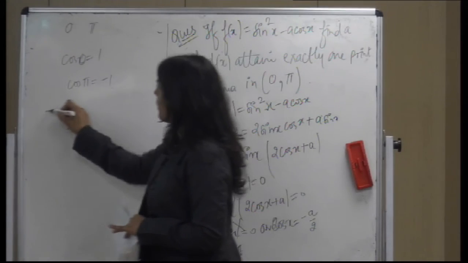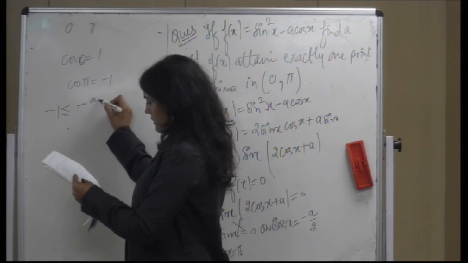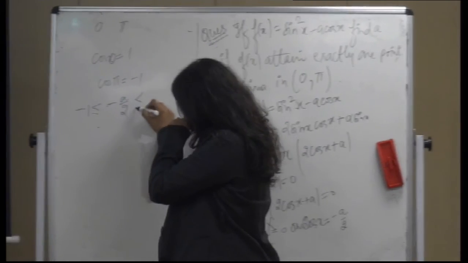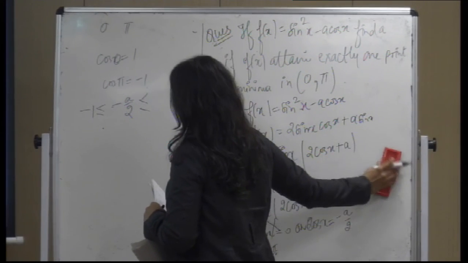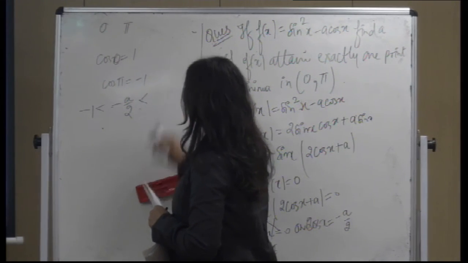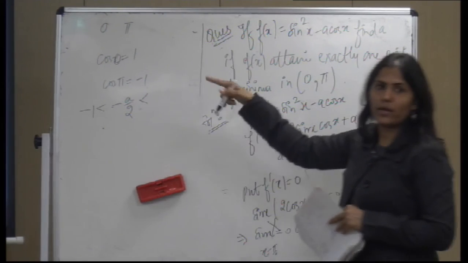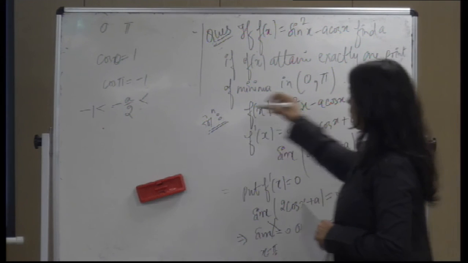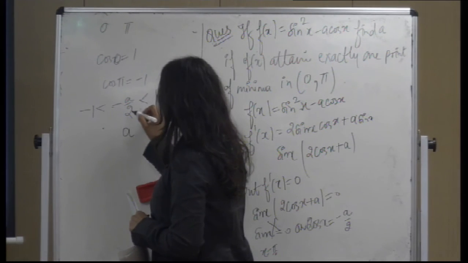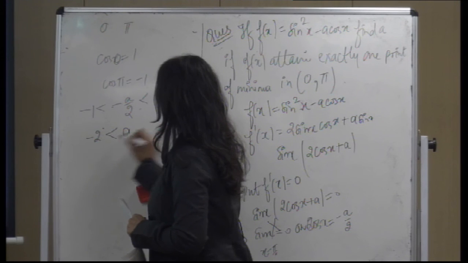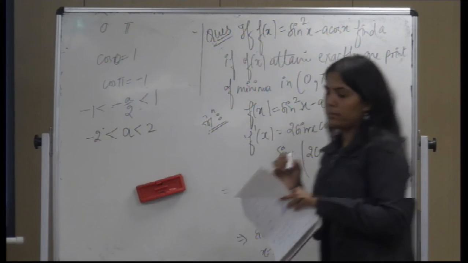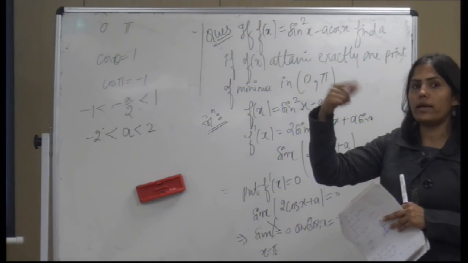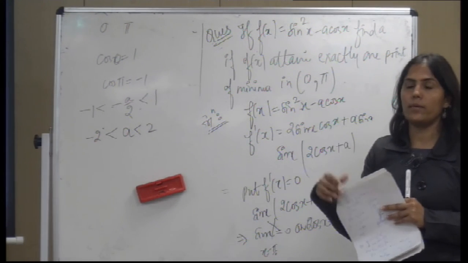So it means minus 1 less than minus a by 2, it can be equal, because 0, why am I not writing equal? Yes, open interval. So pi is 1, so it means a is lying between minus 2 and 2. This is fine. But I didn't get to know exactly what the a value is. So what trick should I use? What is the next step?